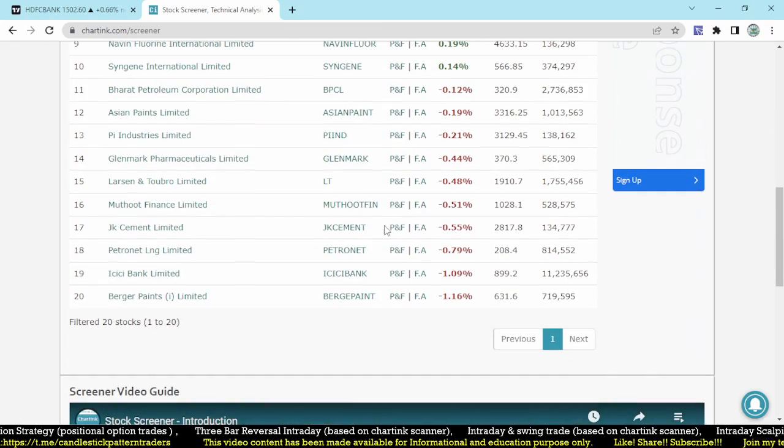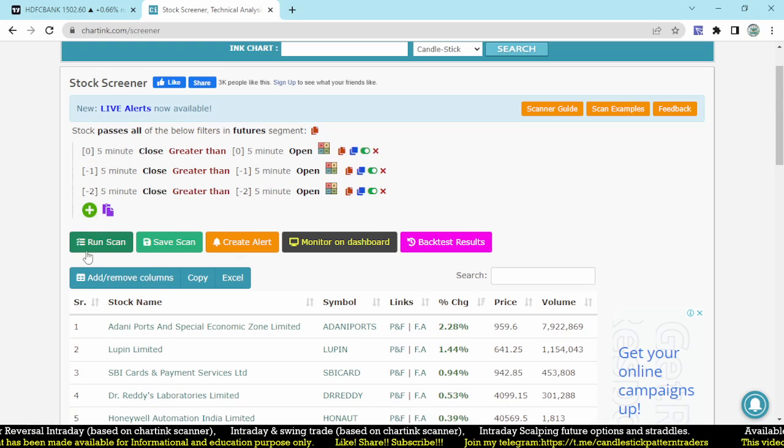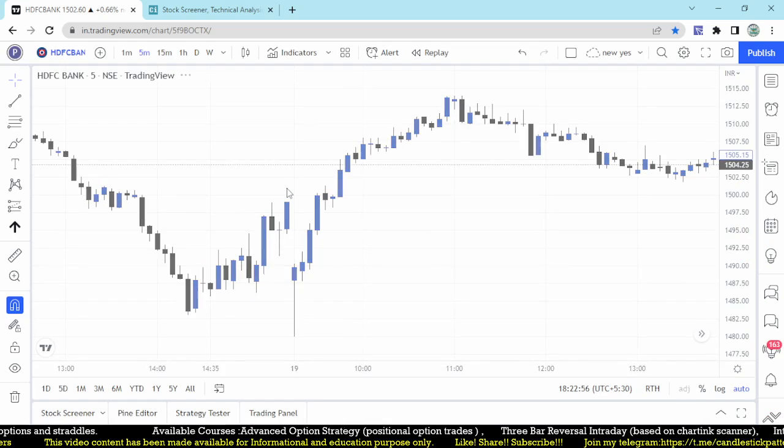So how many stocks did you get? It forms a lot of stocks. What happened in the stocks? It compares 1, 2, 3 candles which closed right now on the last 5 minutes. If I check Adani Ports, the last 3 candles should be green candles.